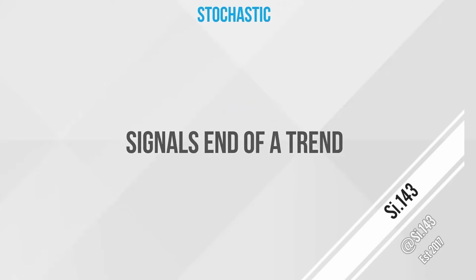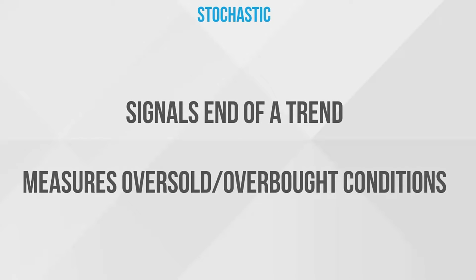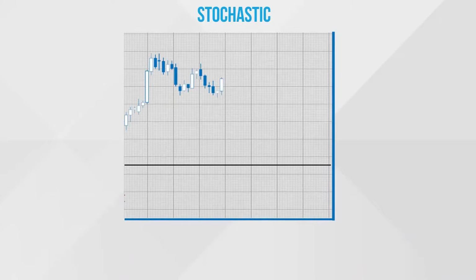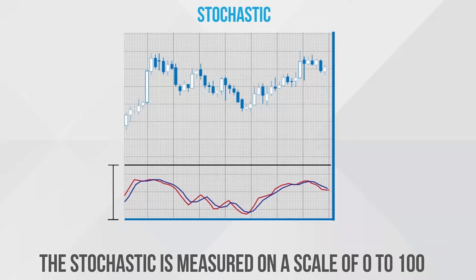Stochastic. This is another indicator like parabolic SAR that can tell a trader when a trend could end. It measures oversold and overbought conditions in the market. It has 2 lines which are similar to the MACD lines in that one line moves more quickly than the other. The stochastic is measured on a scale of 0 to 100.